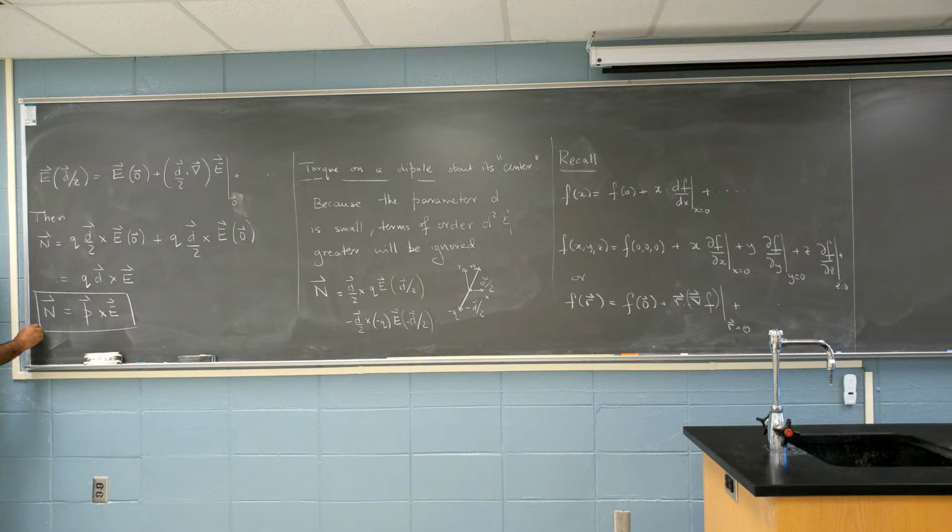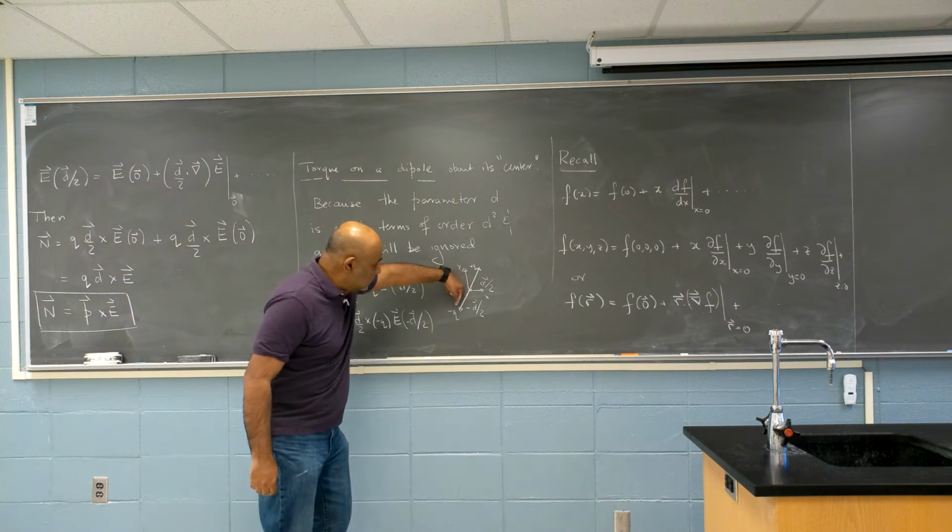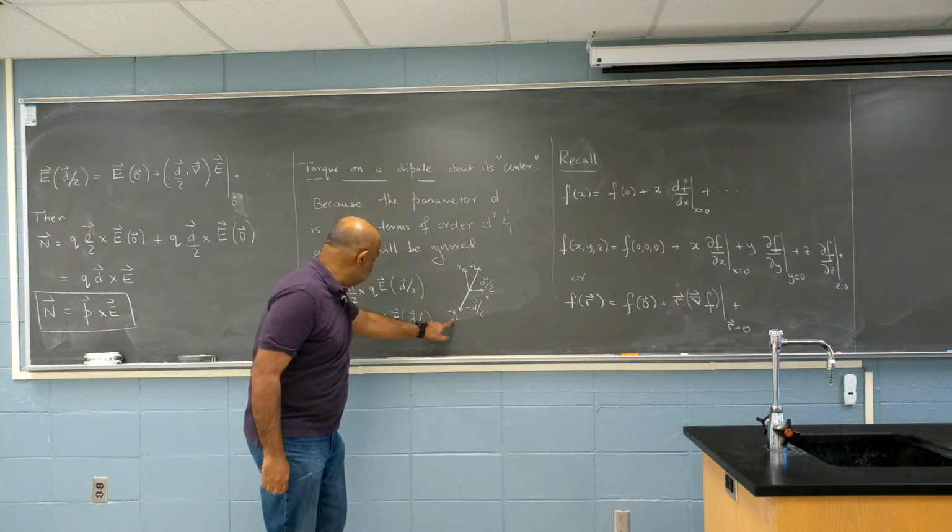I'll be doing a problem that involves all of this, so I'm just preparing you for a collective notion. Our minus came from that original: the vector is minus d over 2, the charge is minus q.